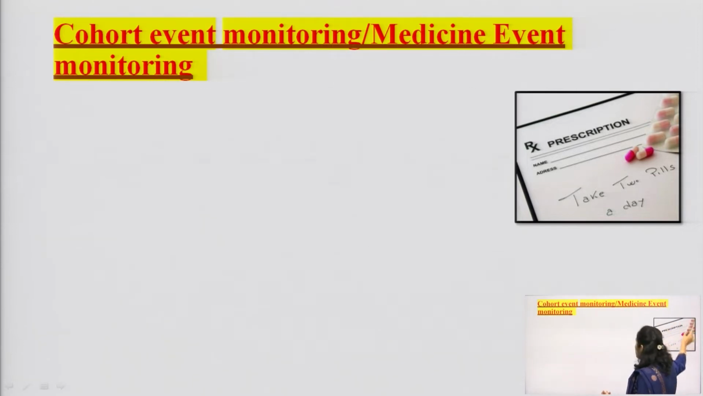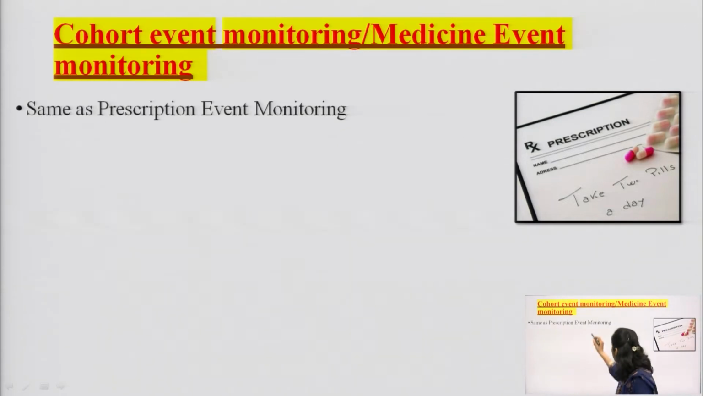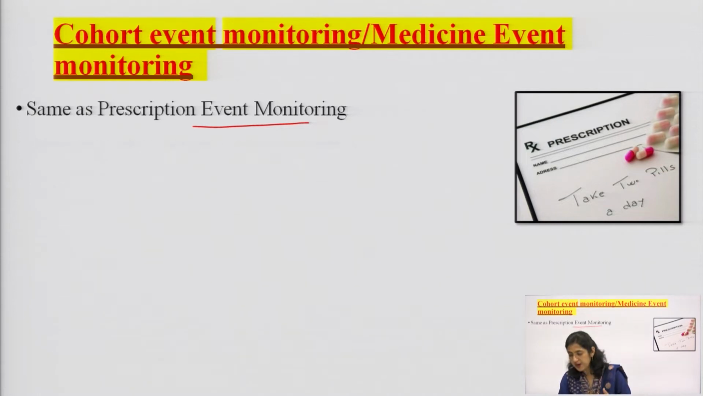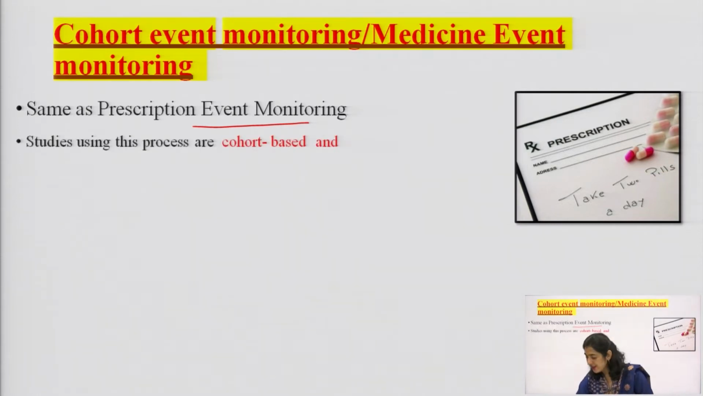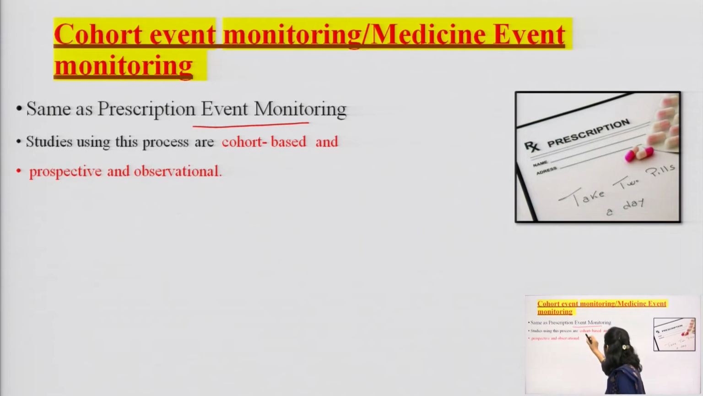As you can see, there is a prescription. तो medicine event मतलब जब एक prescription आती है patient के पास, तो तब से ये monitoring start हो जाती है. Just say it's same as nothing but prescription event monitoring. इसका दूसरा नाम क्या है? Prescription event monitoring. Studies using this process are cohort based. That means we have chosen a group जिसको हम monitor कर रहे हैं, जिनको एक medicine दी गई है और उनको monitoring की जा रही है.